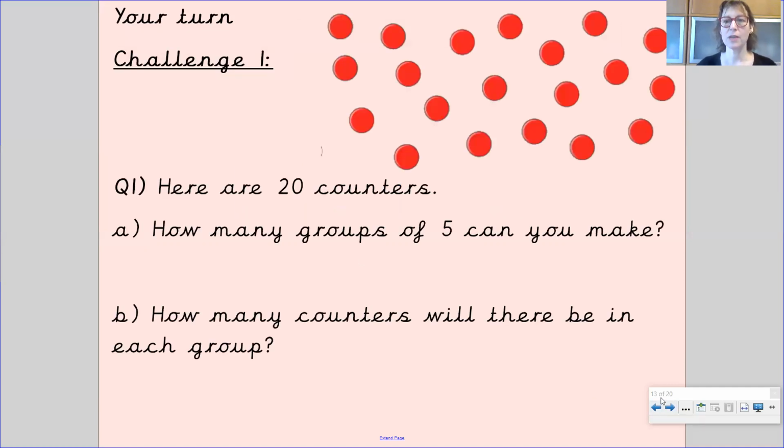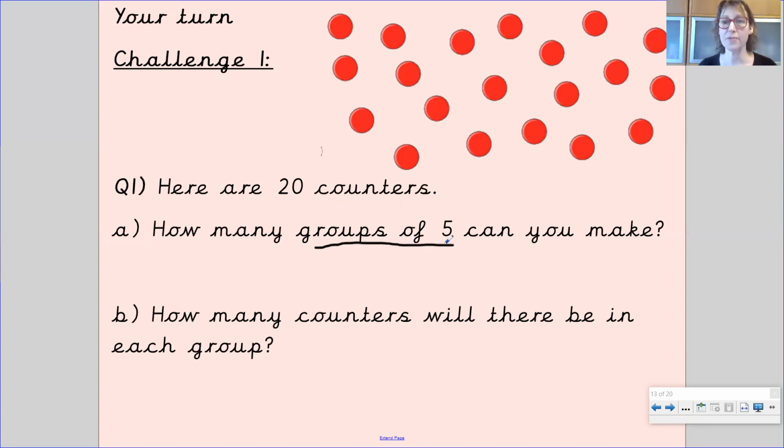Right, your turn. For challenge 1, there are 20 counters. So you need to get yourself 20 of anything: 20 pieces of pasta, 20 pencils, 20 counters, 20 toys, 20 bricks, anything you can find. And you are going to put them into groups of 5.